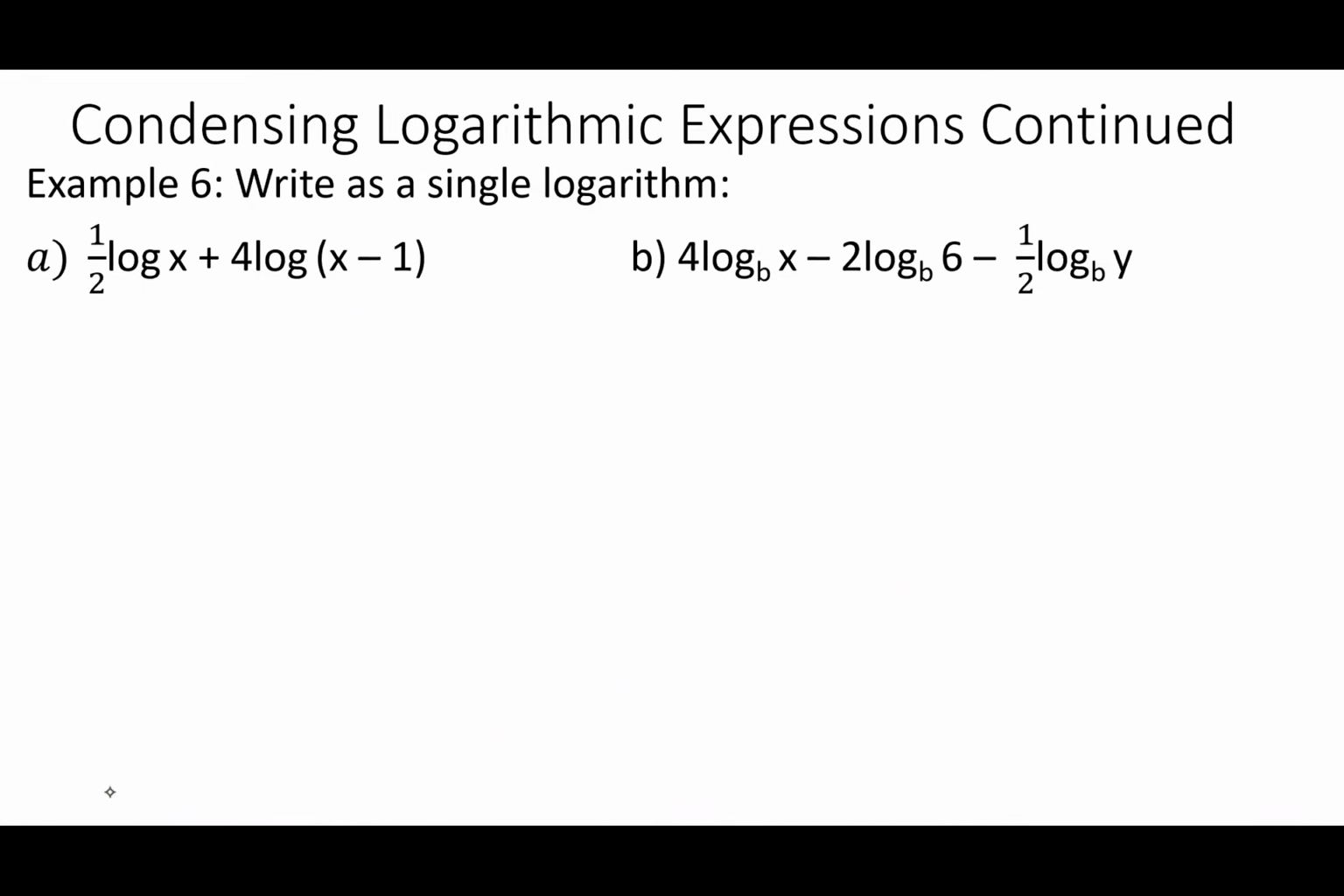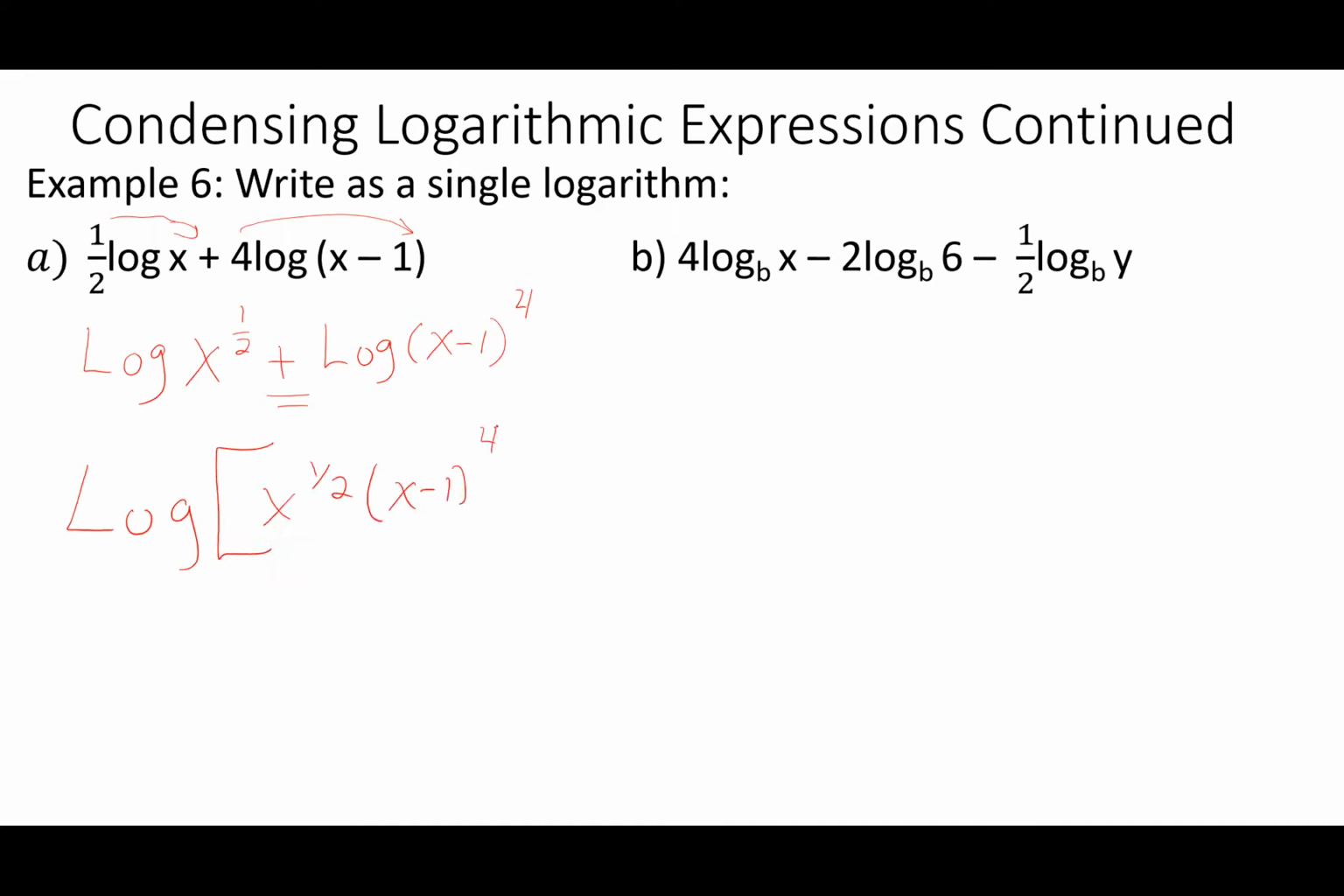Okay? When you have coefficients, your first step is to make those coefficients exponents. So I have log of x to the 1/2 plus log of x minus 1 to the 4th. Since these logs are added, when I make it a single log, I'm going to multiply them. I don't actually multiply it together and simplify it because that would be going further than you have to.